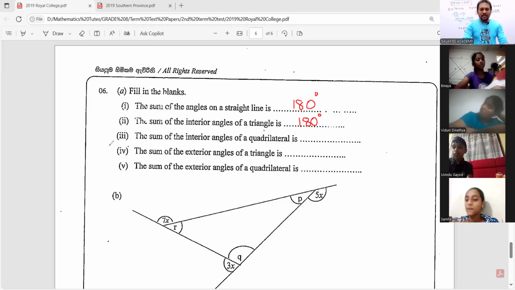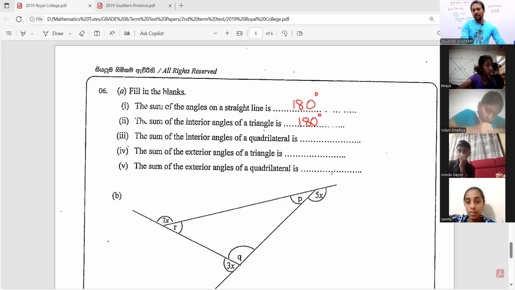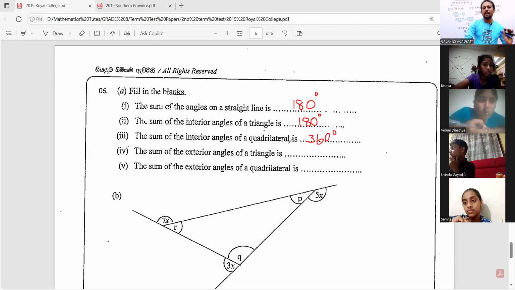Right. Next one. The sum of the interior angles of a quadrilateral is. Quadrilateral means 4 sides. 180 degrees? No. The sum of the interior angles of a quadrilateral. A quadrilateral has 4 sides. What is the answer? 360. 360 degrees. Right? For a triangle the interior angle sum is 180. For a quadrilateral the interior angle sum is 360.